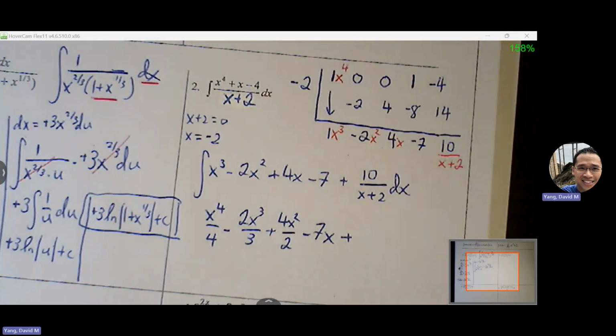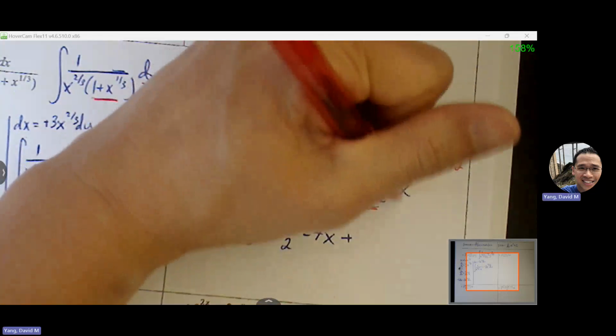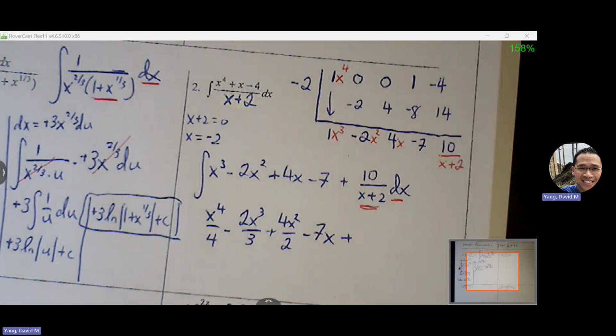And this is u value being the x plus 2. This ends up being natural log. The 10 is the coefficient.